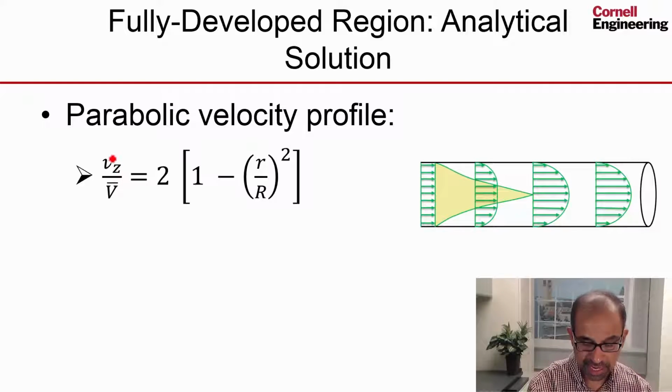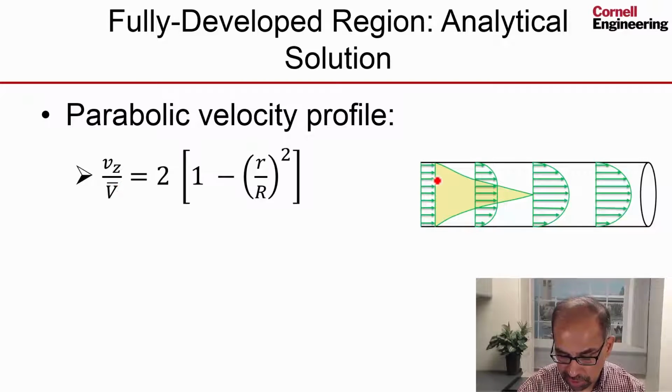So on the left-hand side, I have the axial velocity normalized by the average velocity. And on the right-hand side, it's proportional to this r squared. So that's where you get the parabolic. And at r equal to 0, basically the right-hand side reduces to 2. That means over here, the axial velocity is twice the average velocity.